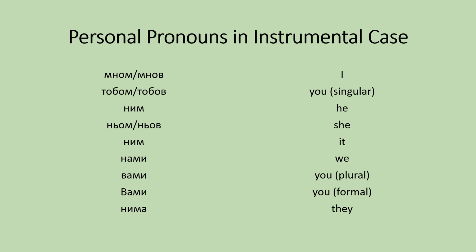To say she in the instrumental case, it is nyom, or alternatively, nyo. To say it in the instrumental case, it is nim. To say we in the instrumental case, it is name. To say you plural in the instrumental case, it is vame.